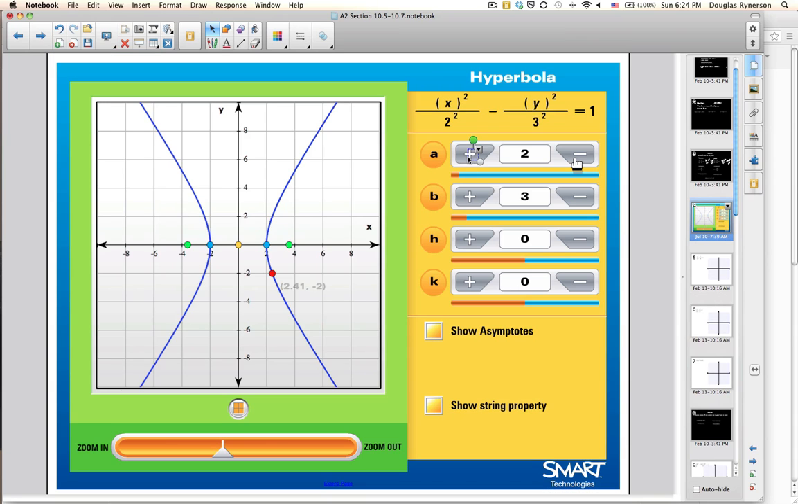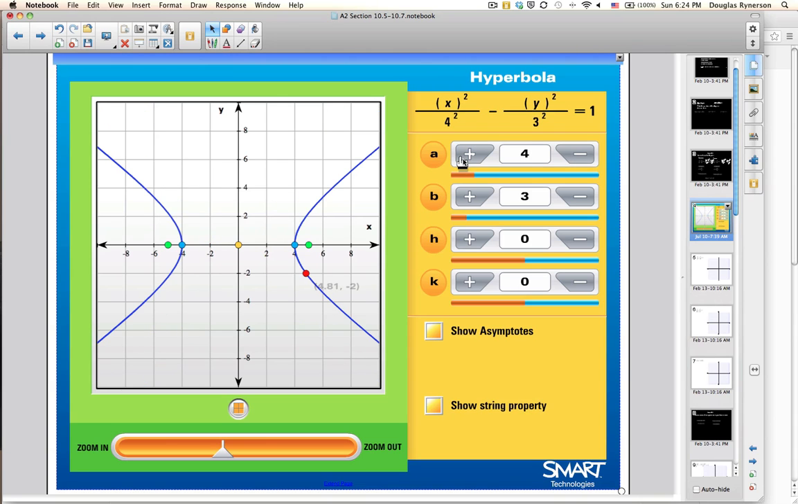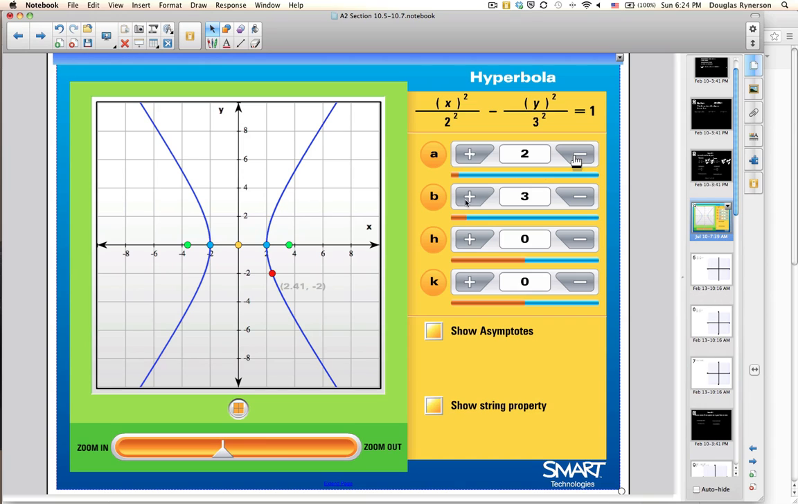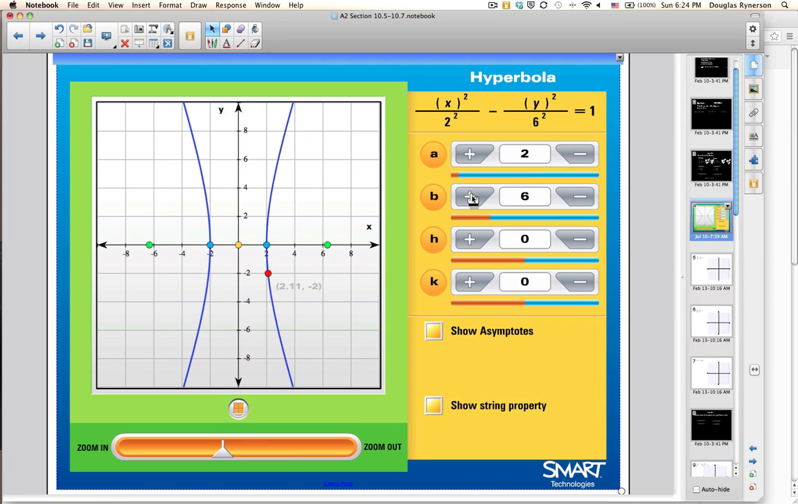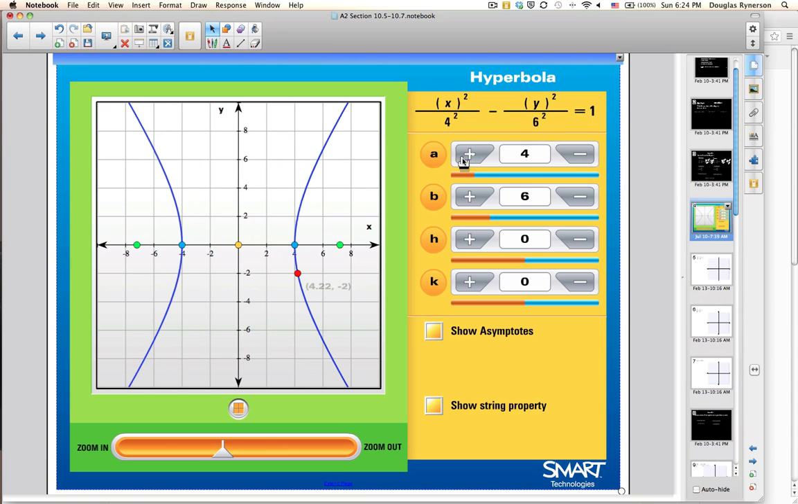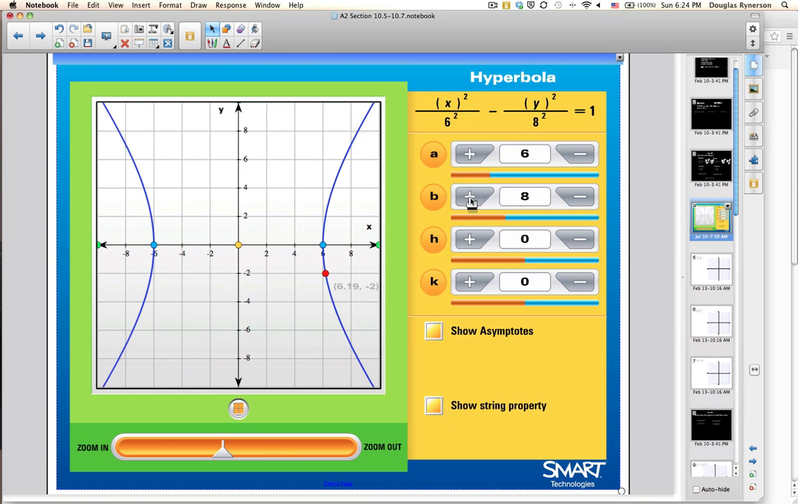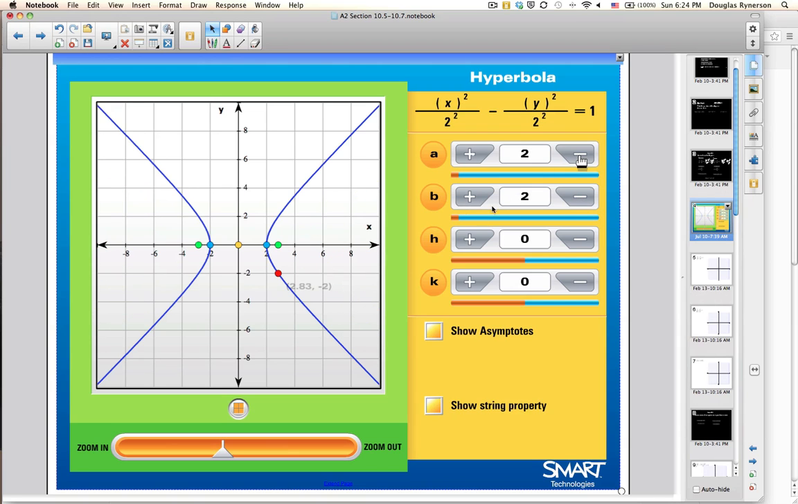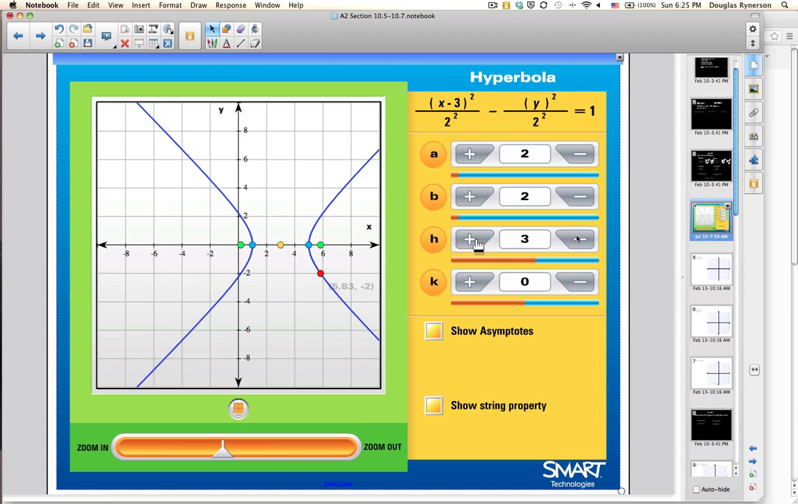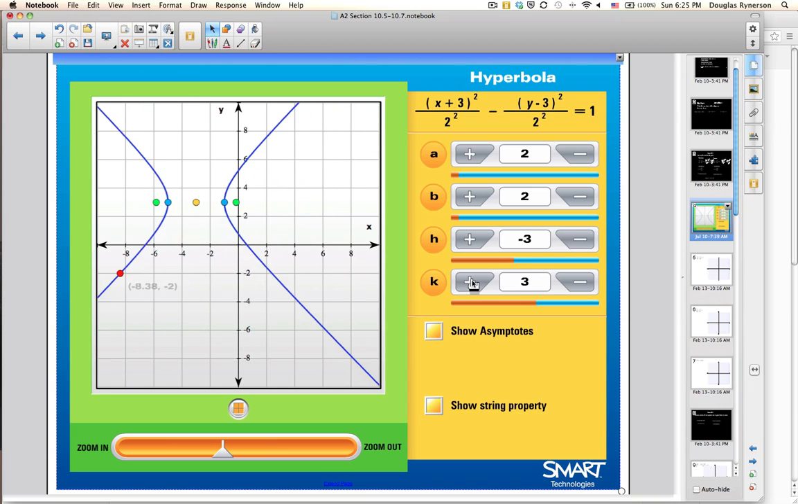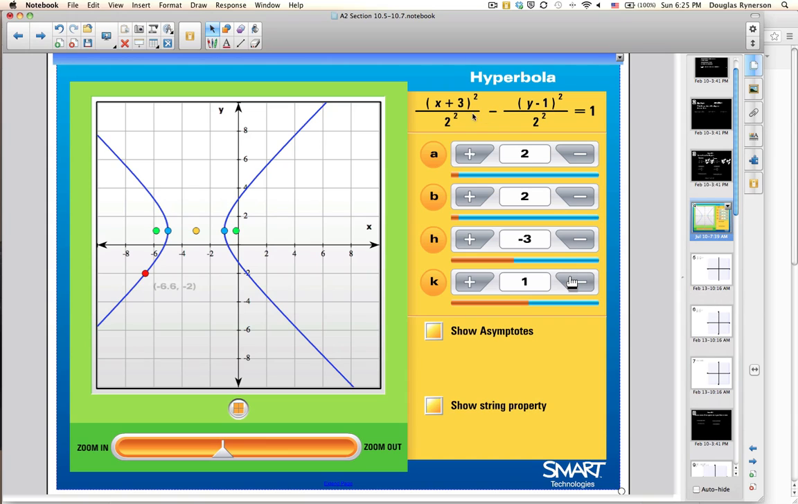So if I stretch my vertices out, move them further away from center, you see that it tends to make the branches narrower and stretches everything out, whereas B is going to stretch things vertically. If I stretch things horizontally, they become narrower. The branches become narrower. If I stretch them vertically, they become flatter. Okay, so that's part of what happens. And again, if we have H and K, H will shift center right and left, K will shift it up and down, and you see how that corresponds in terms of the equation.